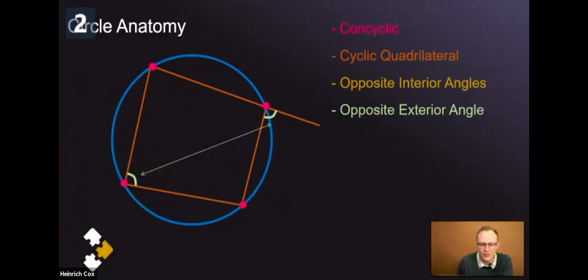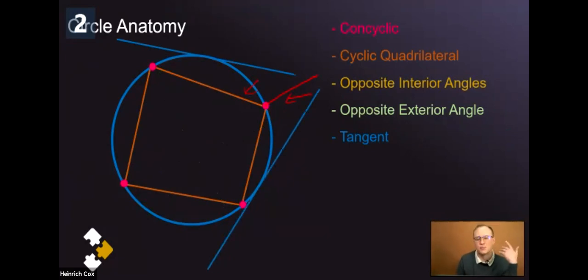Sometimes you might have an angle that looks like that, and then you've got something like that. Now, that's not an opposite exterior angle because it wasn't formed by extending one of these chords that actually form part of the cyclic quadrilateral. So just be careful of that misconception, right? So here's another example of an opposite exterior angle.